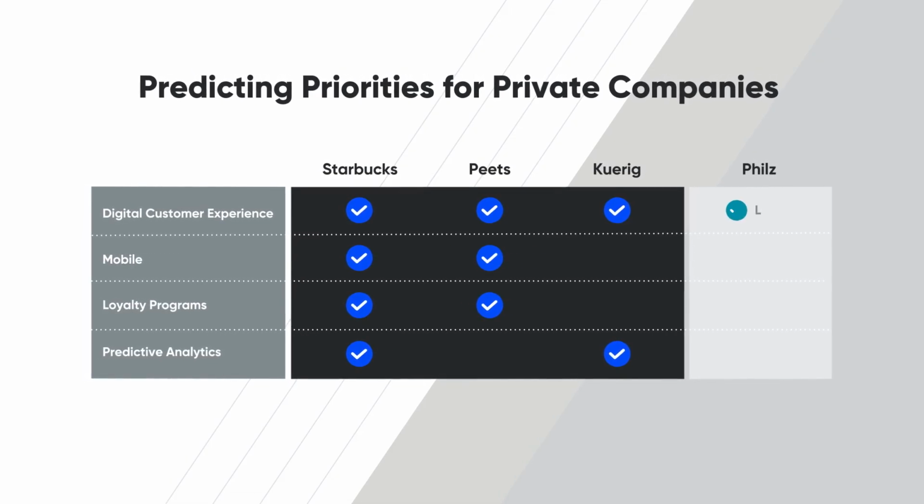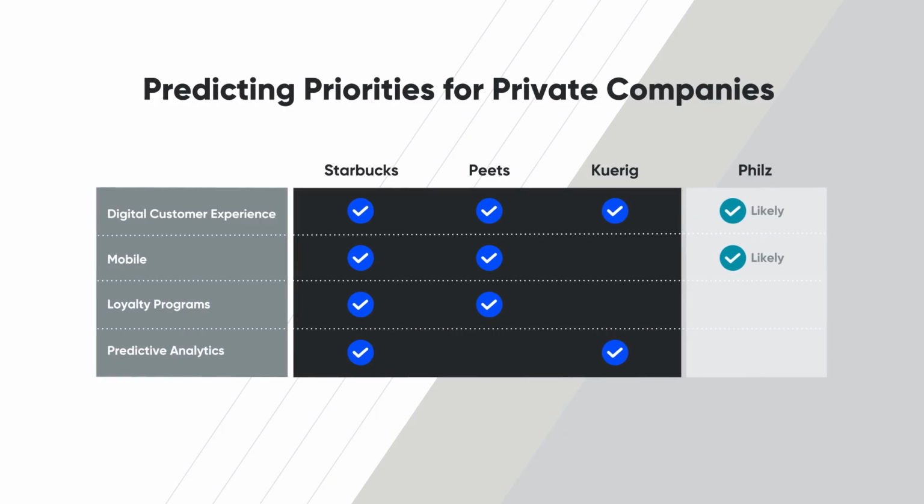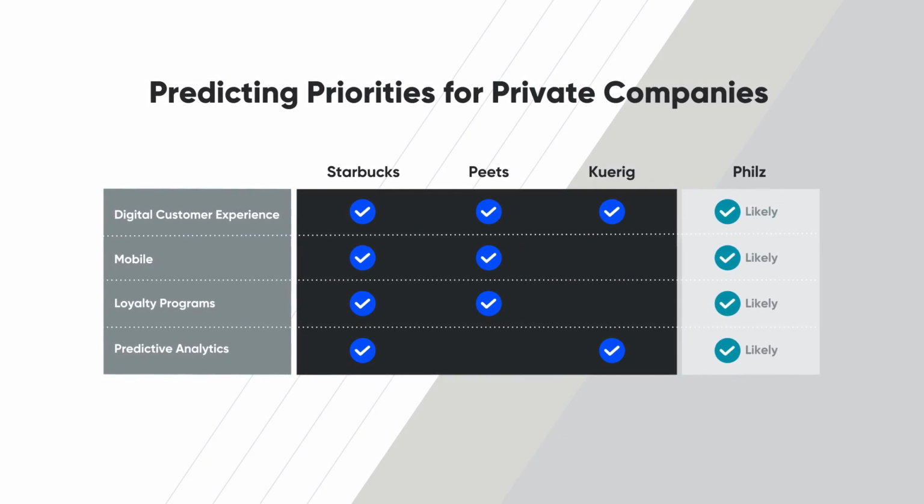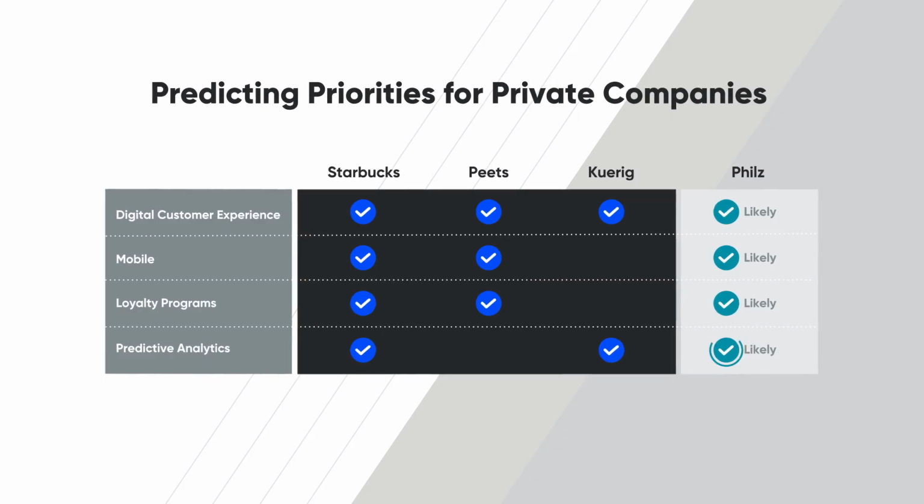Maybe I'm talking to them around the mobile experience. Maybe it's going to be something to do with the loyalty card. Might be about the predictive analytics. These are all areas that they're going to need to keep up with the competition. And that competition, thankfully, is public. So there you have it.